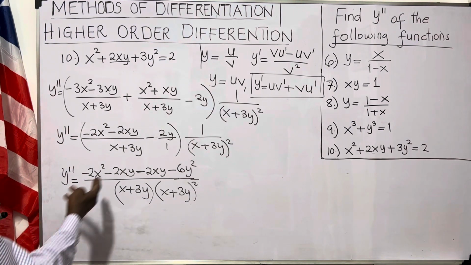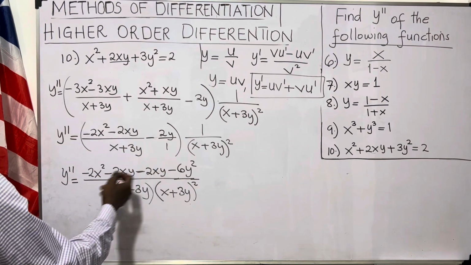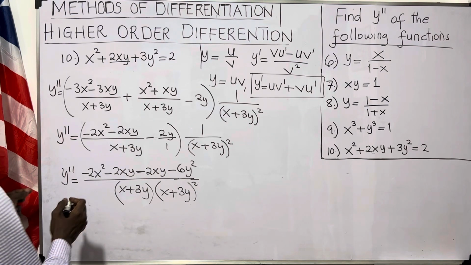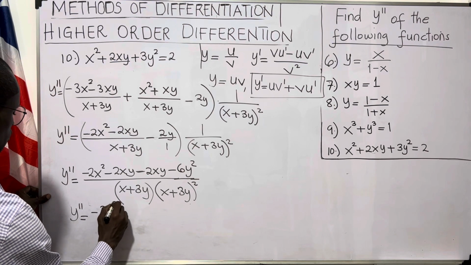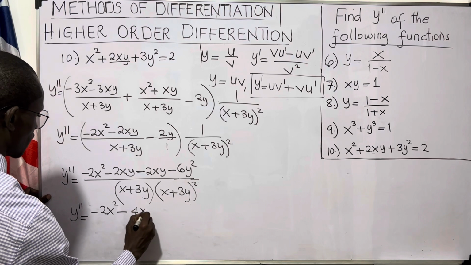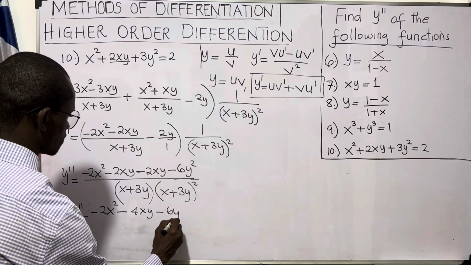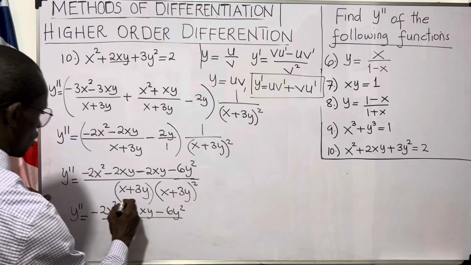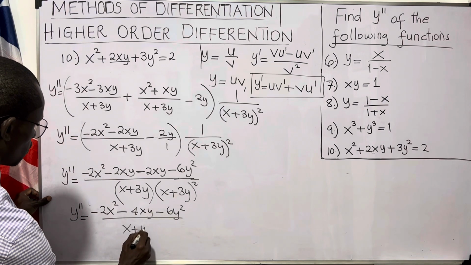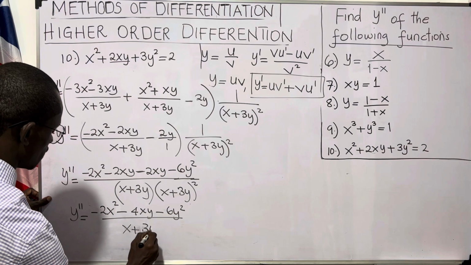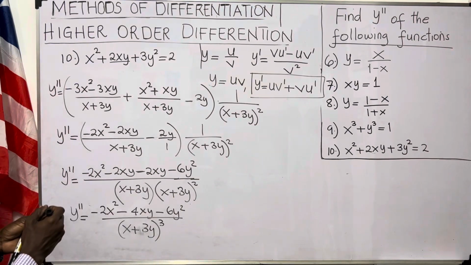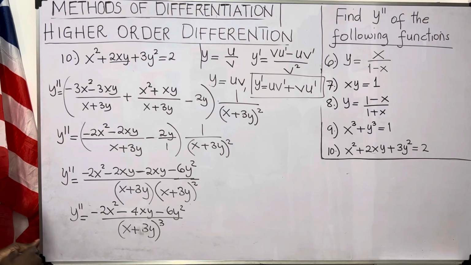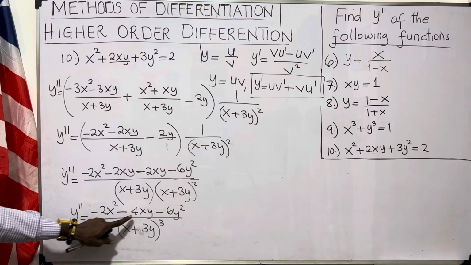Is there anything we can simplify? Yes, we can simplify these two expressions. The signs are the same, so we add them. So y prime prime equals minus 2x squared minus 4xy minus 6y squared all over x plus 3y raised to the third power, because the expressions are the same, we just add the powers.